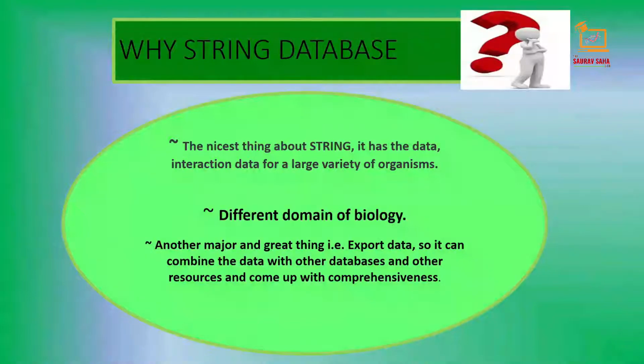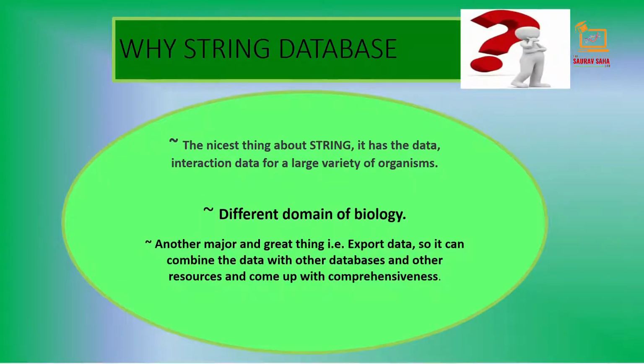Why are we using the STRING database? Because it's a very great thing. Like I mentioned, it has interaction data for a large variety of organisms, from different domains of biology, starting from prokaryotes to eukaryotes. If we are working on any organism, then we can always hope to get some information from the STRING database. Also, one of the most important things is that it lets you export data, so you can combine the data with other databases or resources to come out with comprehensiveness. STRING currently covers over 9 million proteins from over 2000 organisms.